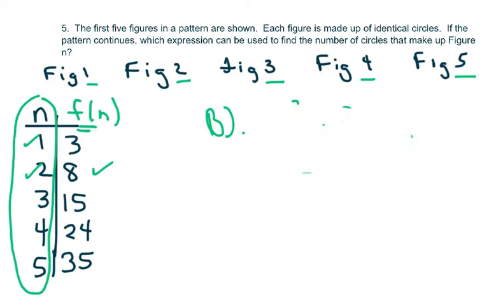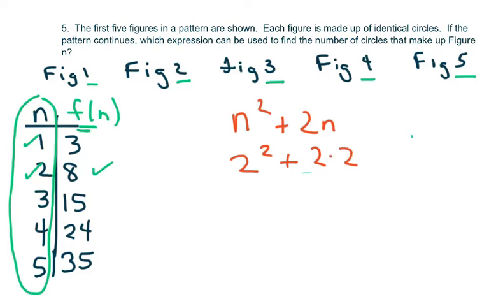So let's try A. A is n squared plus 2n. 1's going to work, I can just tell by looking. So let me plug in 2. Everywhere there's an n, I put 2. So I got 4 plus 4 is 8. That works.